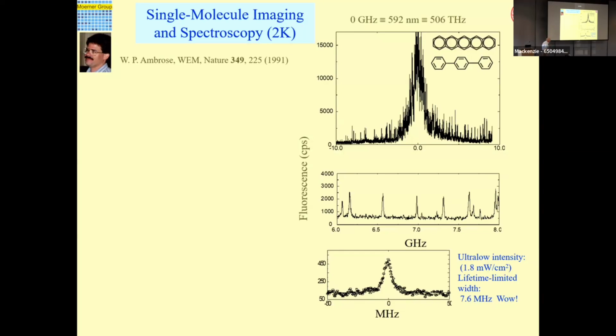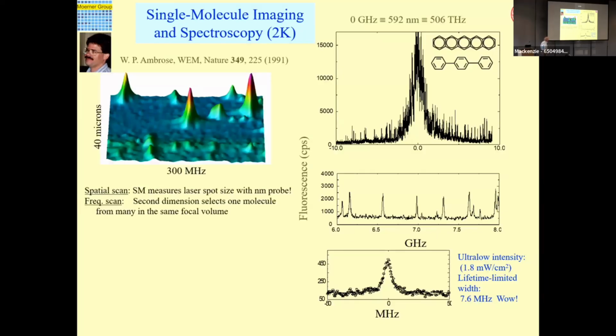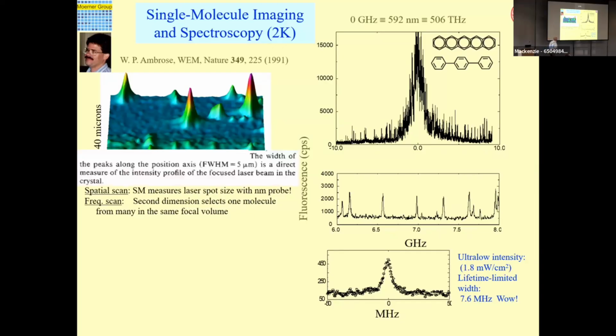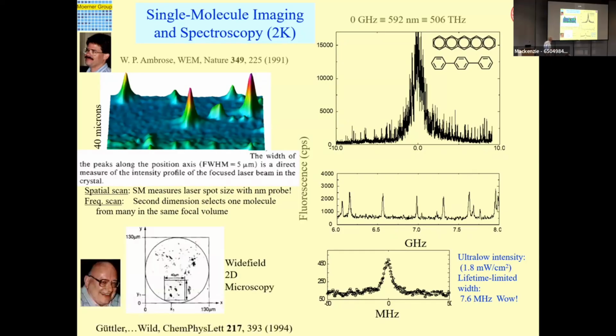So this, of course, sort of started out this field. Here's some imaging with single molecules back in that same year. Frequency on one axis, because frequency is a good variable, and space on the other axis. And so the peaks that you're looking at here in the space axis are the molecules measuring the shape of the laser spot. So now what else happened is that other people started doing this imaging. Here's Urs Wild doing that in 1994. But there's a whole story of those first years at low temperatures.